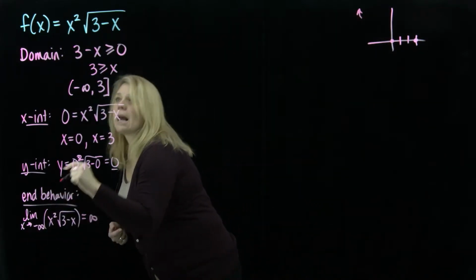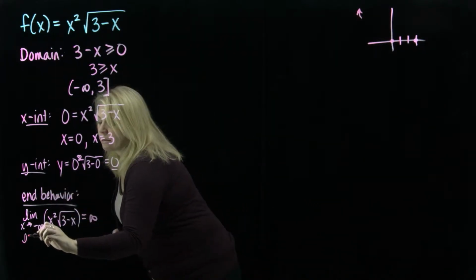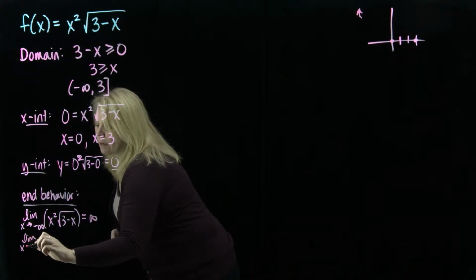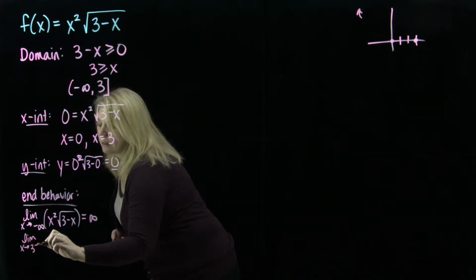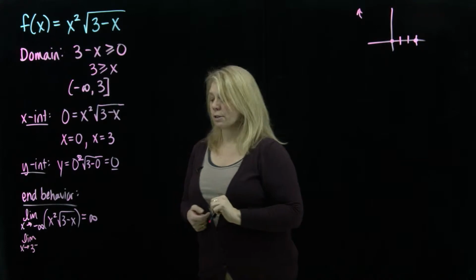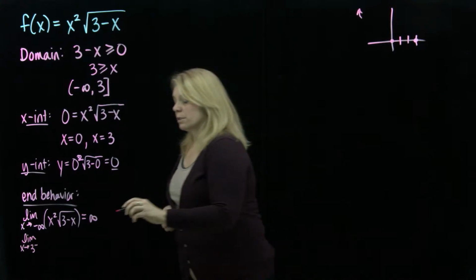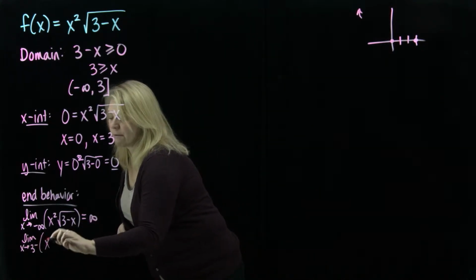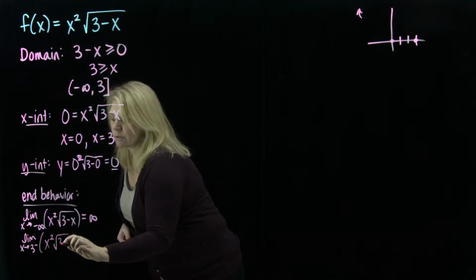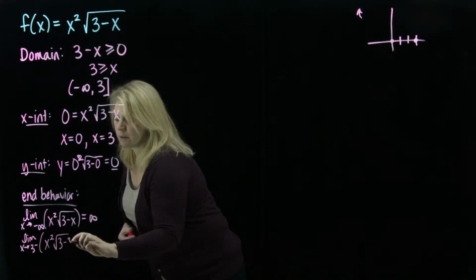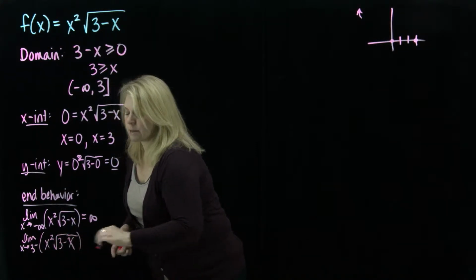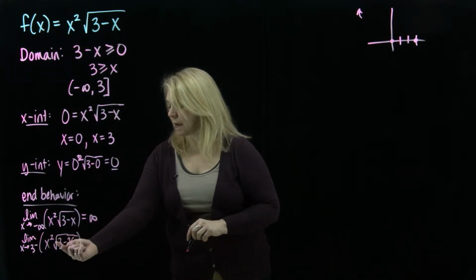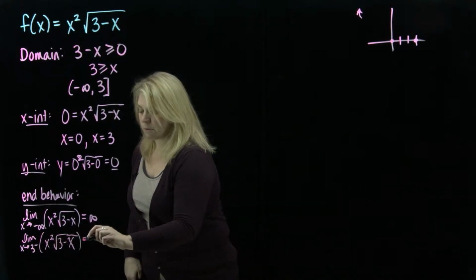And then the other end of the domain is 3. And we can really only approach 3 from the left because of our domain restriction here. So as x approaches 3 from the left of the function, we can use a substitution shortcut there to do that. So I'll have 9 times square root of 0, so we'll get 0.